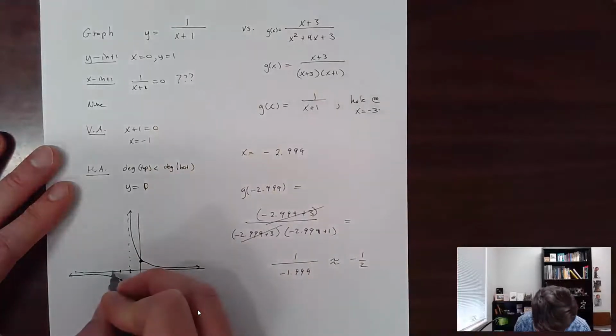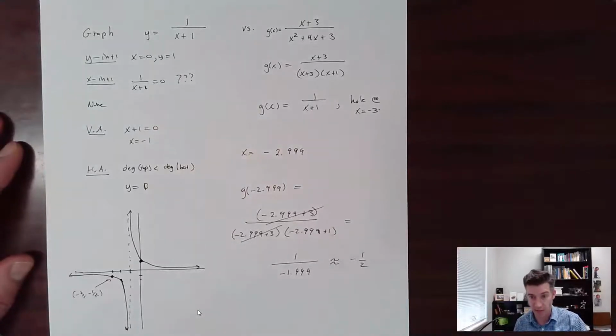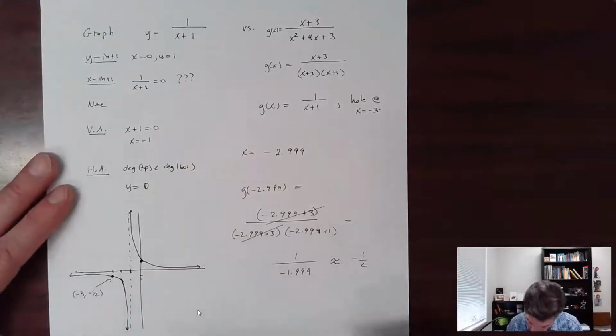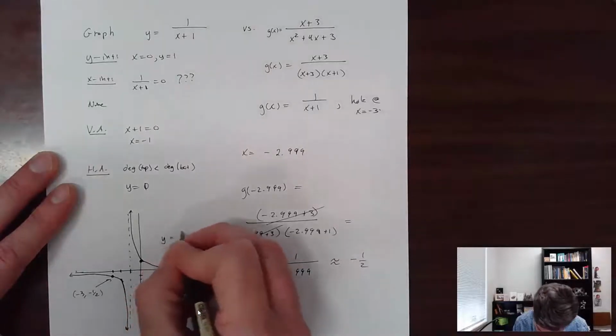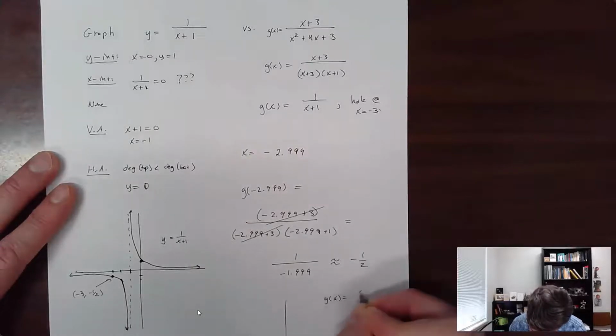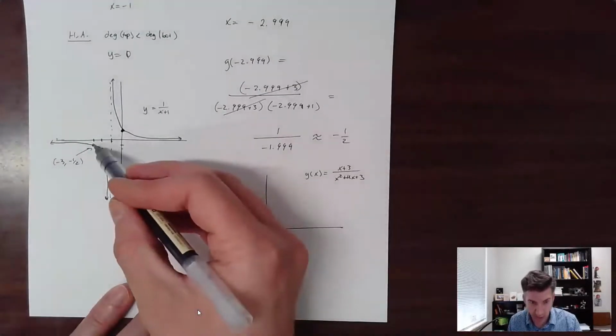So this point here that's on this graph, which is -3, -1/2, is going to be the hole that we have on the other graph, because we can't plug in -3 there, but anywhere around -3, it's very, very close to -1/2. So the other function, this is y equal to 1 over x plus 1. This one's going to be g of x equal to x plus 3 over x squared plus 4x plus 3. Literally the same graph, just that there's going to be a hole at that point right there.